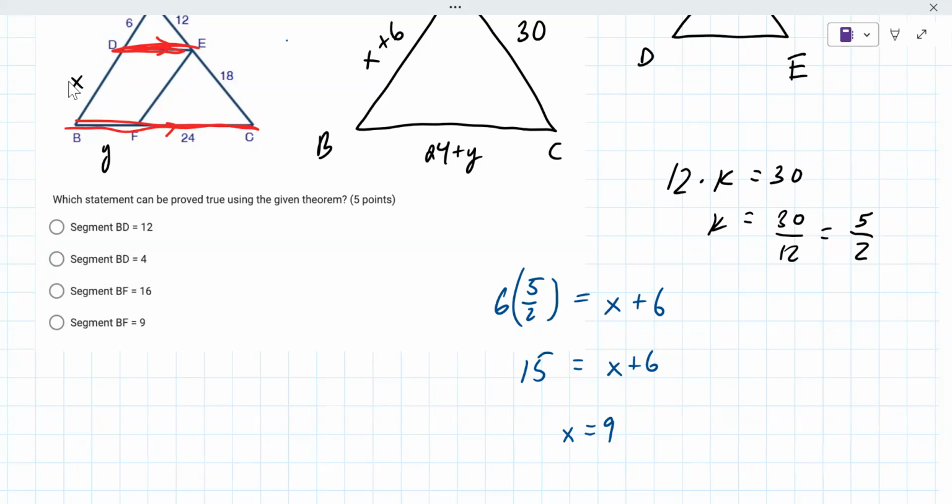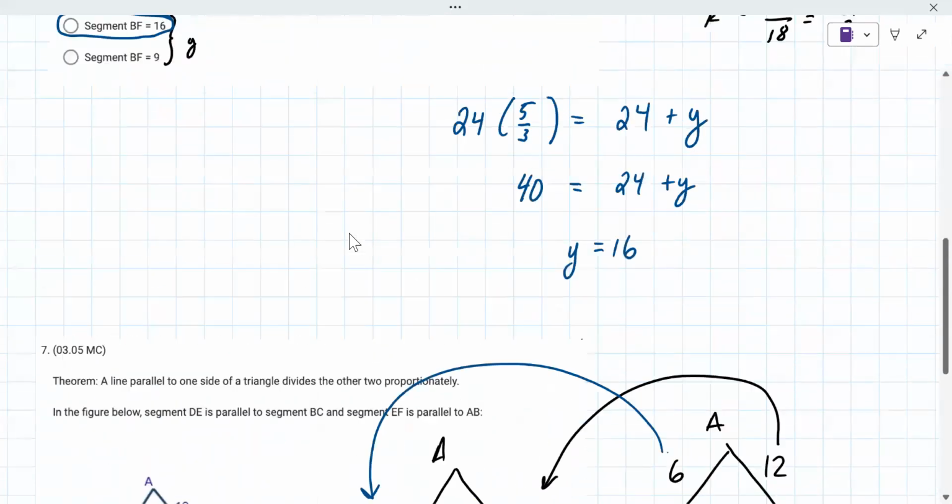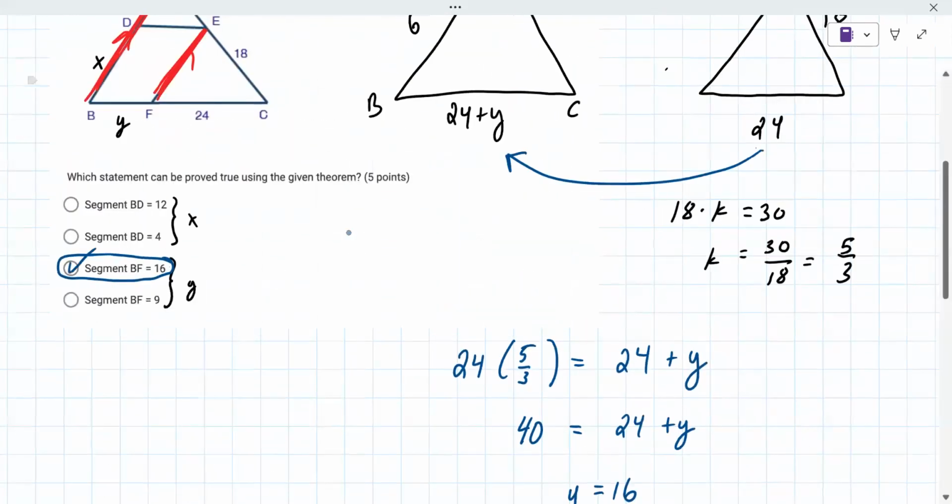So all right, the correct answer for this one is going to be BF equals 16. That's the 16. So yeah, that was all right. I think that makes sense now.